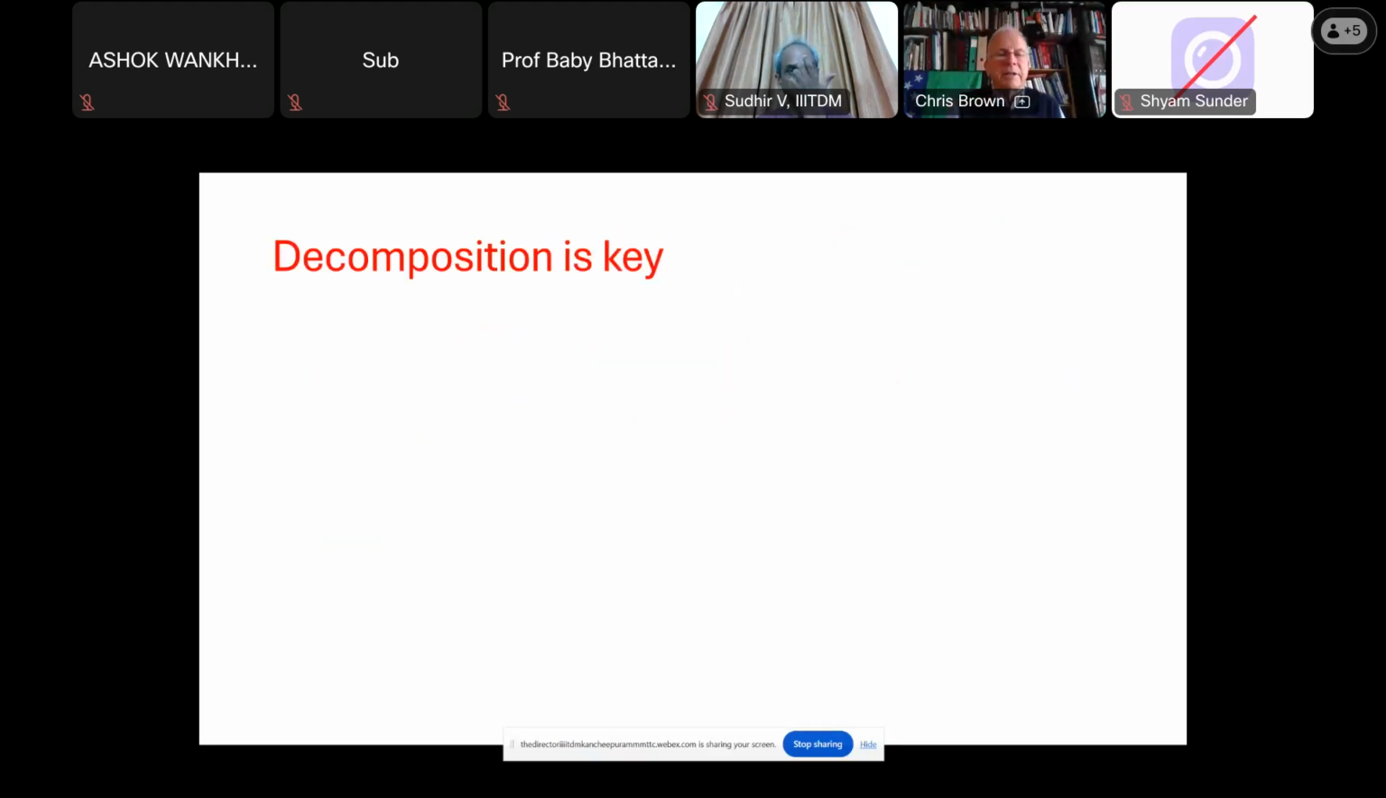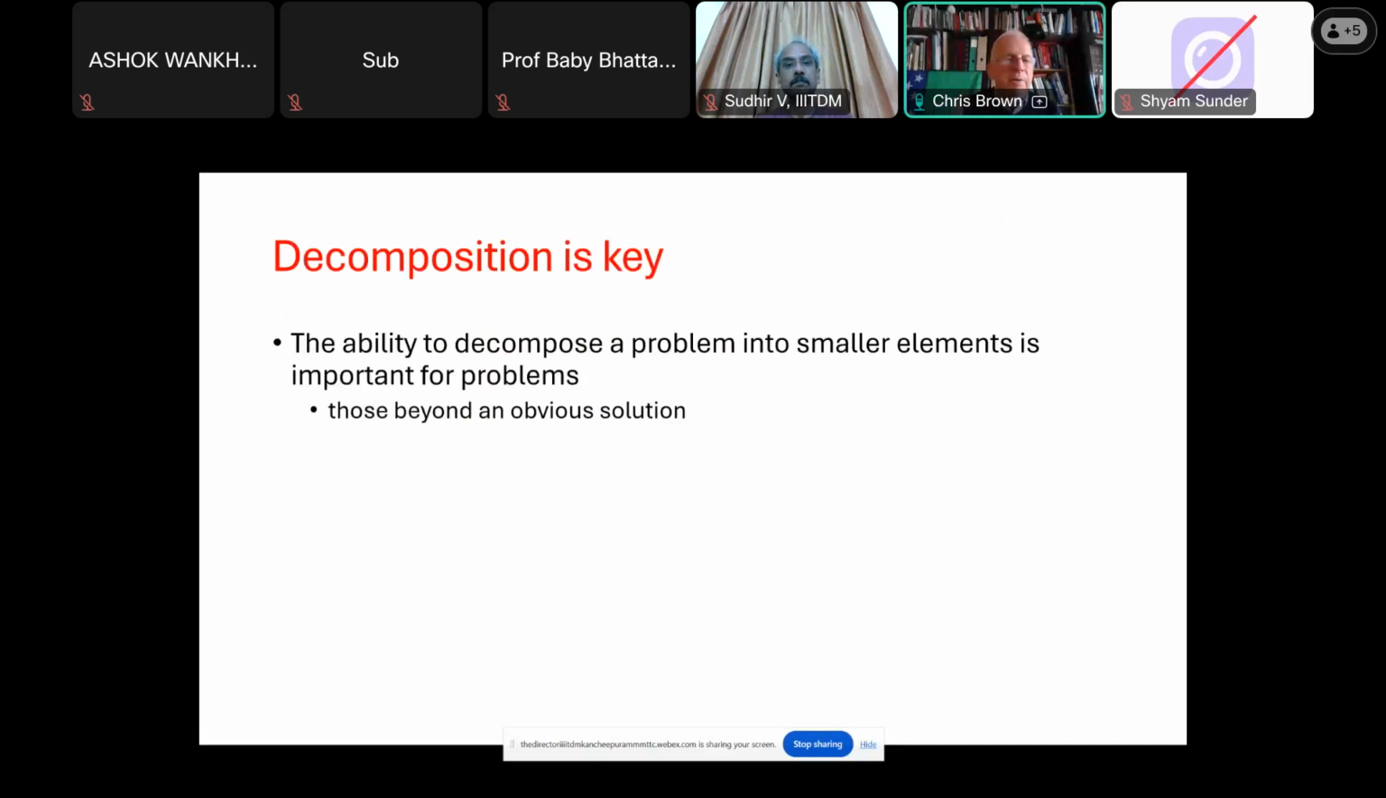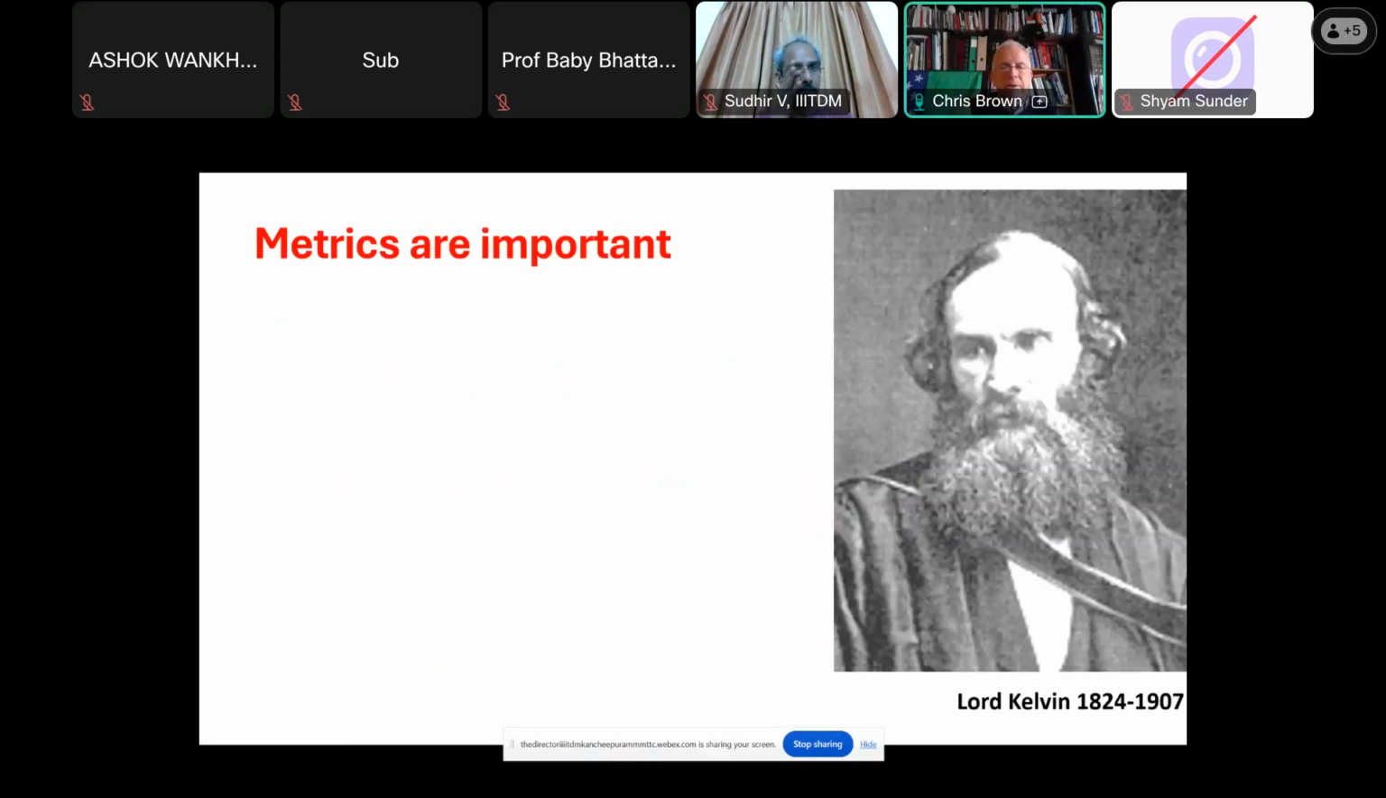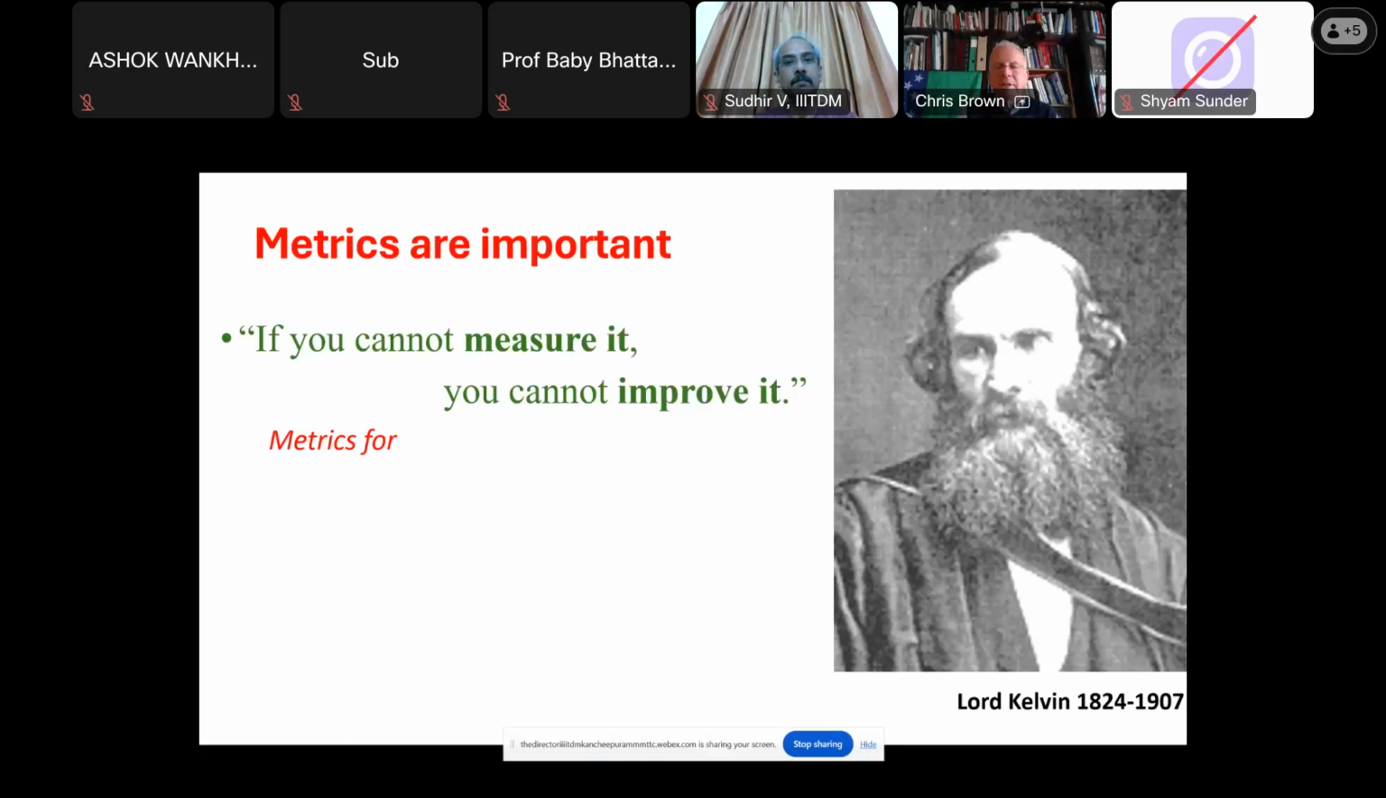All right, just to start summing things up a bit, decomposition is a key. So we need to be able to decompose the problems appropriately and then integrate them. Metrics are important. If you cannot measure it, you cannot improve it. And often we get going in axiomatic design and we have these nice verbal descriptions, and then getting the metrics can be difficult. We need to do that.